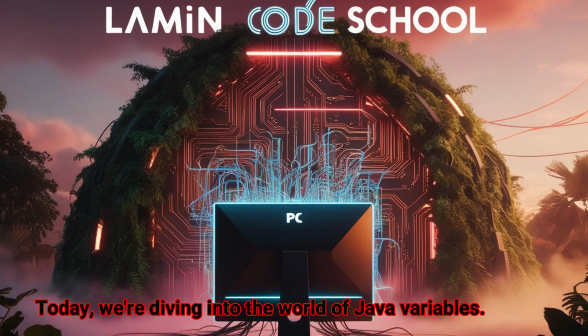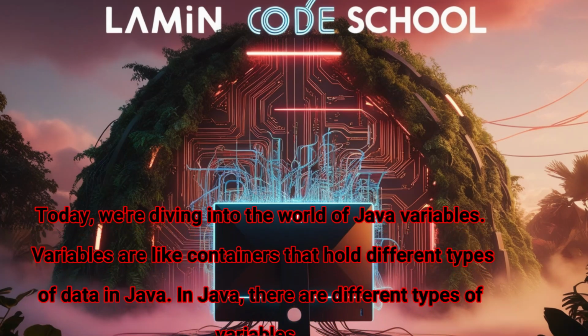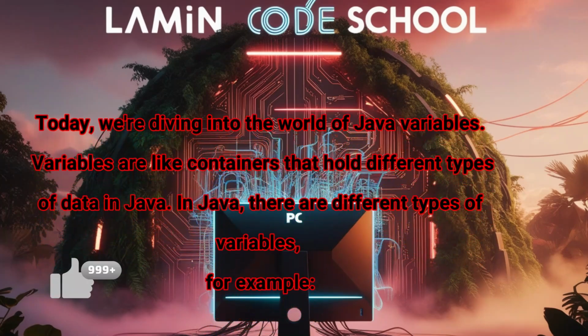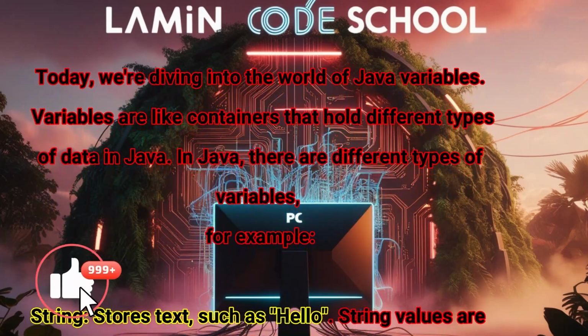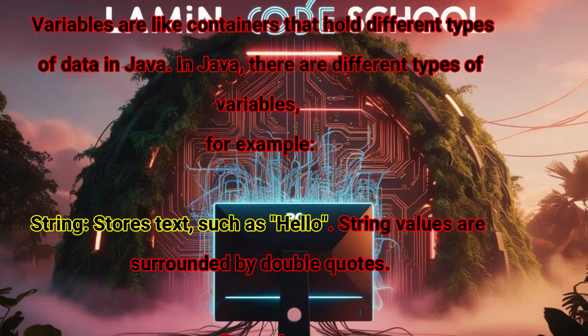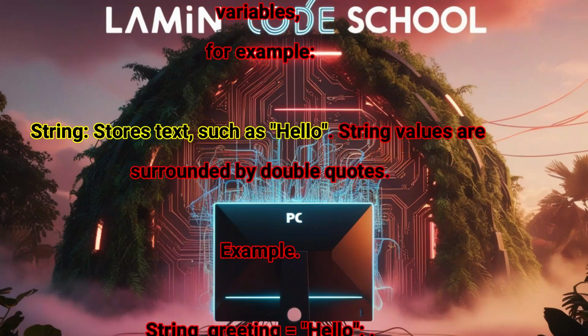Today we're diving into the world of Java variables. Variables are like containers that hold different types of data in Java. In Java there are different types of variables. For example, String stores text, such as "Hello". String values are surrounded by double quotes.